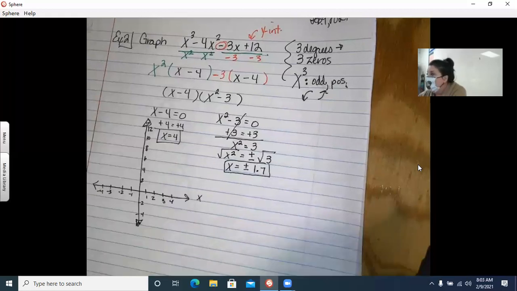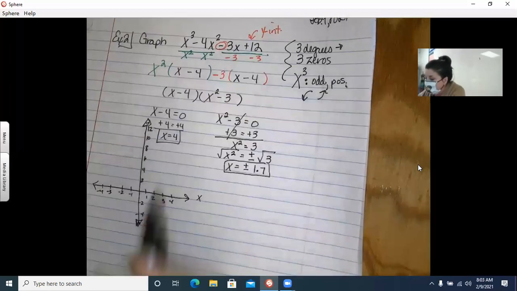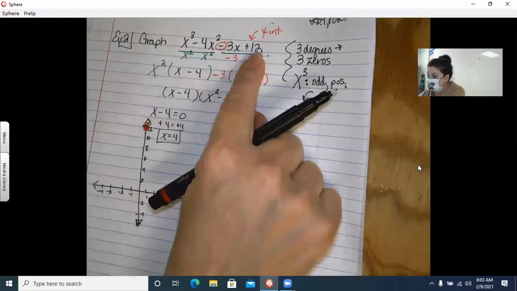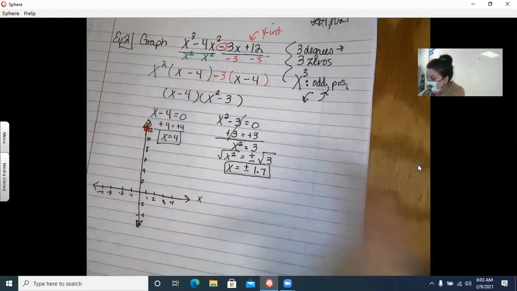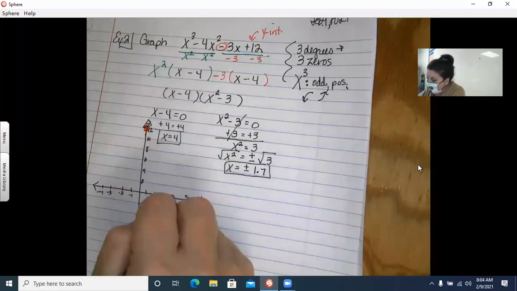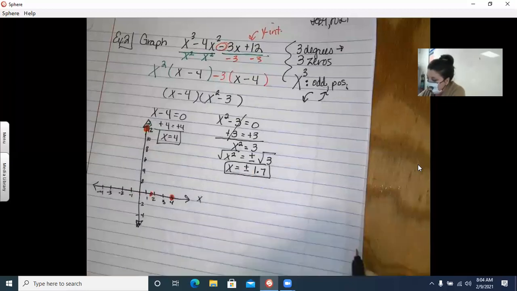So my y-intercept is 12. I got that not from factoring, but because it's the constant, right? That's my y-intercept. My x-intercepts are positive 4, positive 1.7. I'm going to have to approximate that. And negative 1.7.